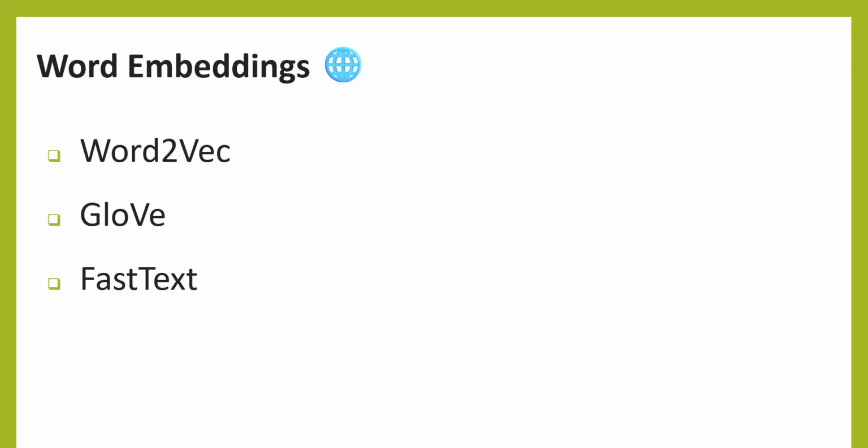Next comes GloVe, that is, Global Vectors for Word Representation, which is a type of word embedding that is trained using a matrix factorization technique. It is designed to capture the semantic meaning of words and can be used for tasks like text classification and language modeling. FastText is a type of word embedding that is trained using a neural network. It is designed to capture the semantic meaning of words and can be used for tasks like text classification and language modeling.